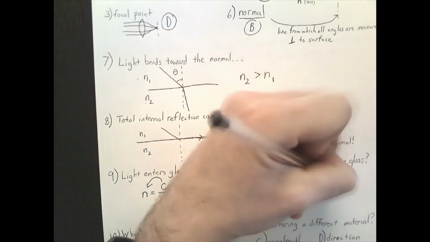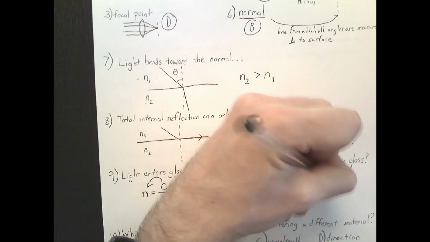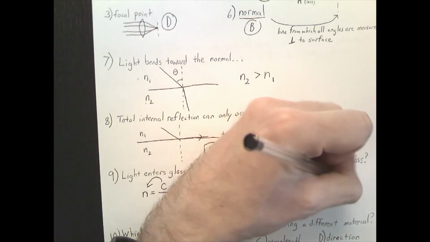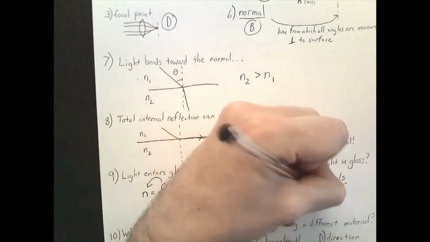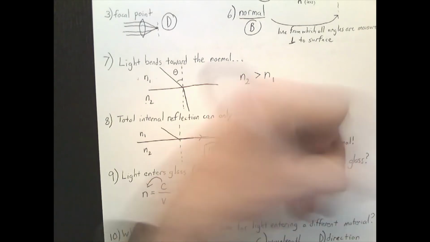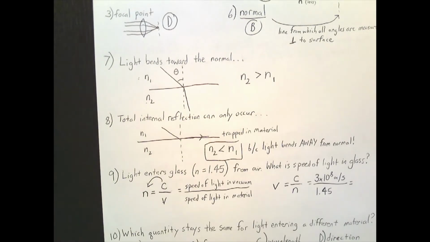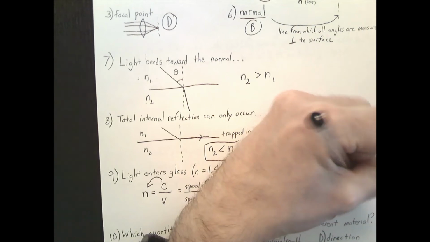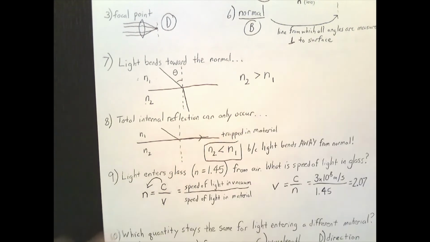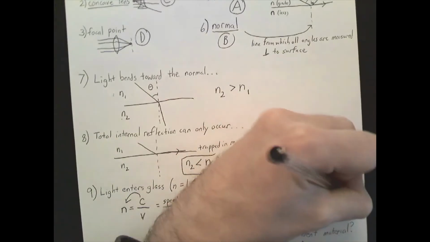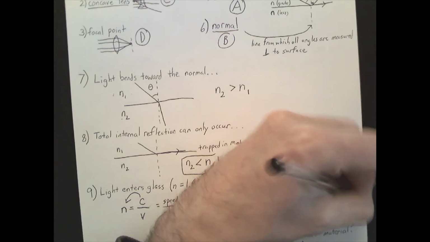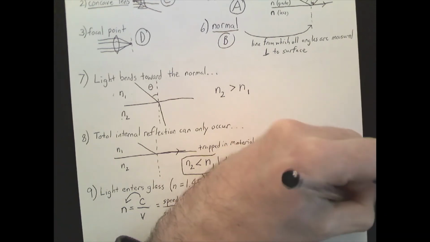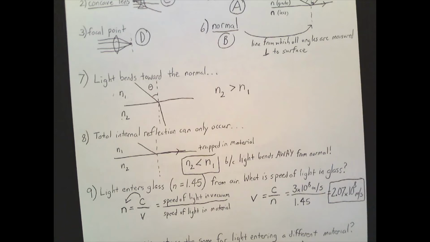I'm going to plug in the values. C is a constant, 3 times 10 to the 8 meters per second. N is given in the problem to be 1.45. And when I put this into my calculator, I get a value of about 2.07 times 10 to the 8 meters per second. So it's a little more than a third of what it was in the vacuum.